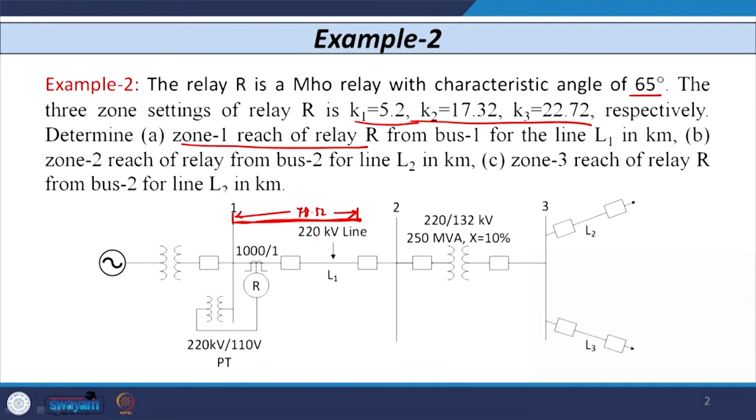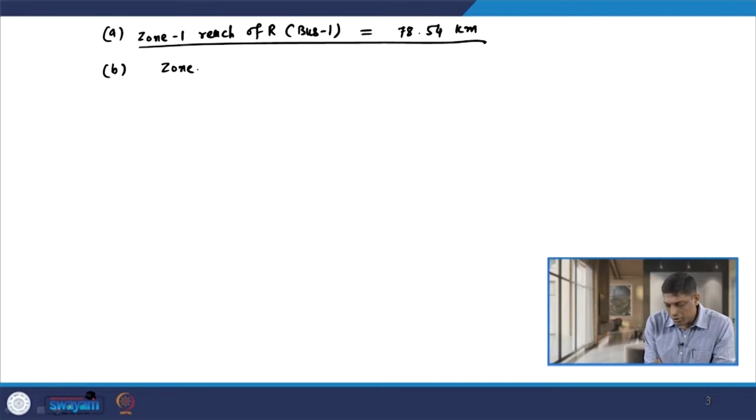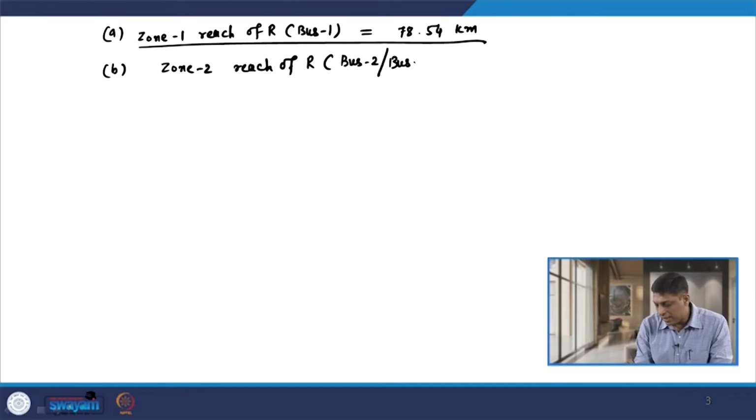Now let us consider the second part, that is, what is the zone 2 reach of relay R from bus 2 for line L2. So let us solve this. For the second part, we need to find out the zone 2 reach of relay R, and that is from bus 2 or bus 3, right, both are the same, because both buses are in the same substation.